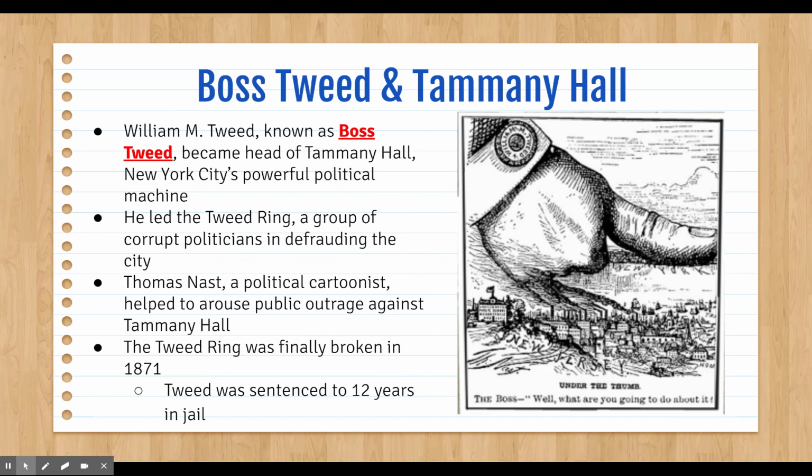Thomas Nast, a political cartoonist, helped to arouse public outrage against Tammany Hall. The Tweed Ring was finally broken in 1871, and Tweed was sentenced to 12 years in jail. So this cartoon is an example of one that Thomas Nast would have created. And so you see the hand, the cufflink says William M. Tweed, and that New York City is under his thumb, that he is controlling everything. So again, political cartoons are able to have a point of view and share that. And these would have been published in the newspaper, and so began to help to expose what Boss Tweed was actually doing in the city.